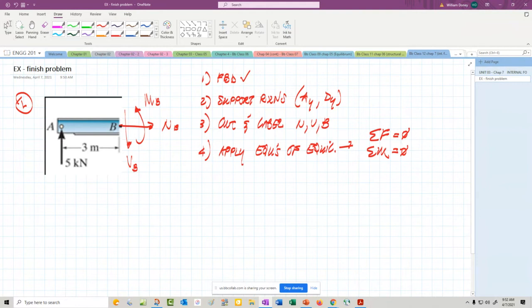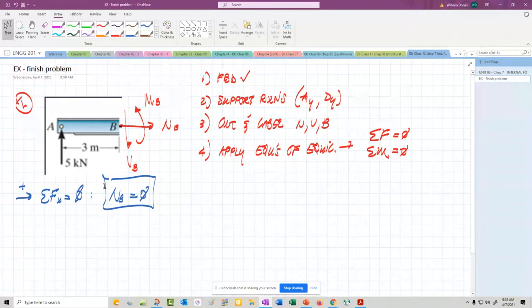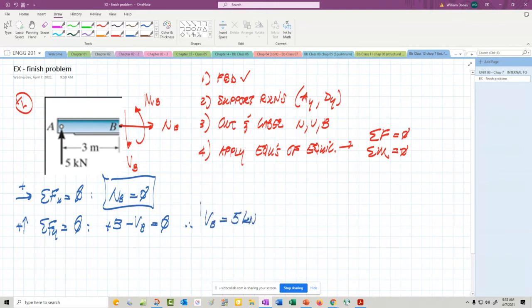All right, we're summing on this left section only. So let's sum forces in the x direction equal to 0, positive to the right. We're going to get NB equals 0. Again, that is typical. Okay, sum forces in the y direction, positive up. Plus 5 there at A, minus VB equals 0. Therefore, the shear at B, guess what, equals 5 kilonewtons.